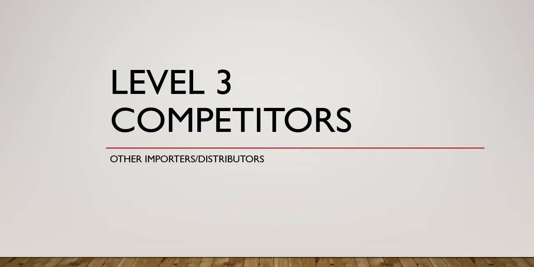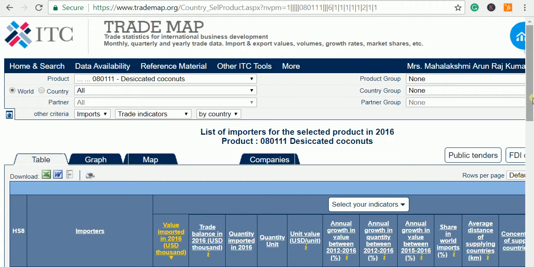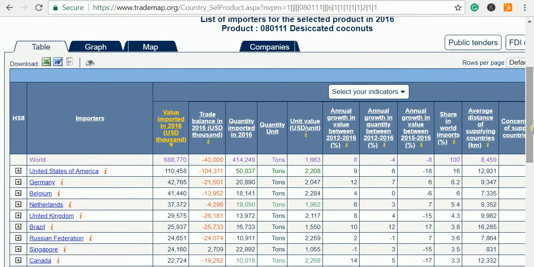A buyer can choose to buy from either the local supply or international supply as long as it gives them some benefit. So in order to understand the level 3 competitors, we should know the import structure of a particular country. For this, we are going to use the Trade Map. Let's take desiccated coconut as an example. Choose imports and click on trade indicators. This will show the top importers for desiccated coconut.